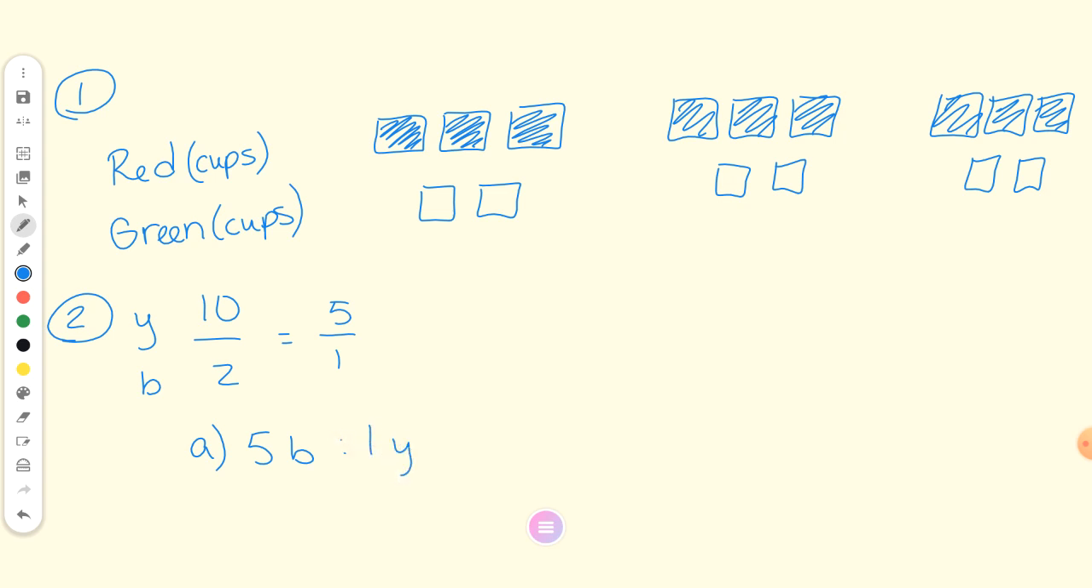Looking above, is it 5 blue and 1 yellow? Owen, why is it not 5 blue and 1 yellow? It is 5 yellow and 1 blue. Is that the same thing? No, they would result in different colors. So A is out. What does B say, Tatum?